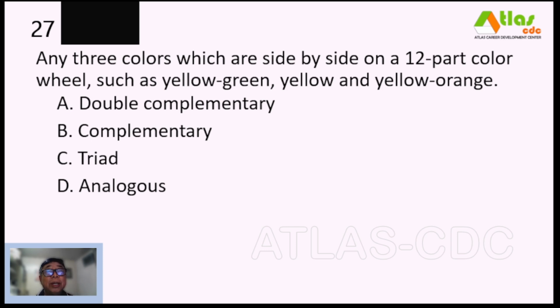Number 27, any three colors which are side by side on a 12-part color wheel, such as yellow-green, yellow, and yellow-orange. A, double complementary, B, complementary, C, triad, and D, analogous.